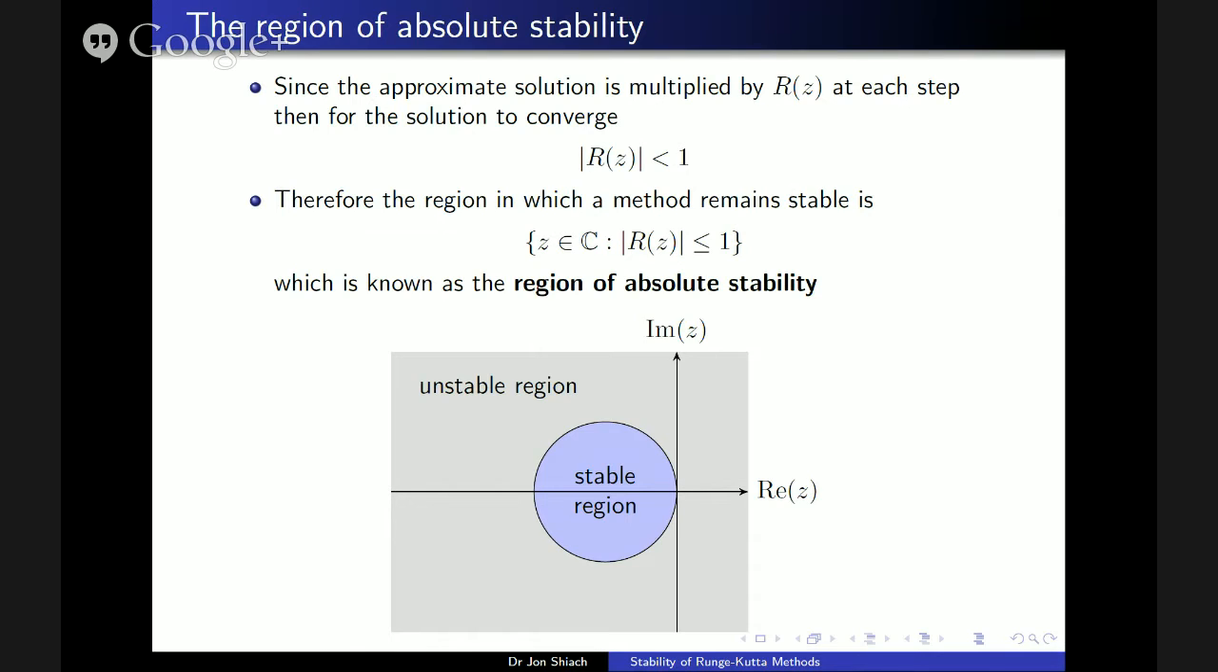R(z) will be different for all your methods. So the Euler method will have an R(z) function, the trapezoidal method will have an R(z) function, and the second order Runge-Kutta will have another one. So depending on what your method is, you'll have a different function R(z). So the region of absolute stability is where the modulus of R(z) is less than 1.